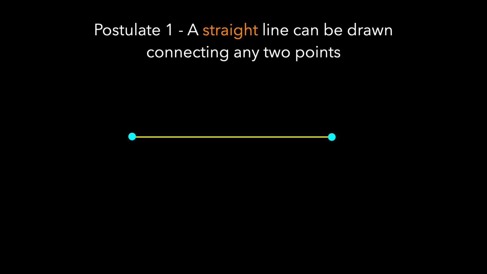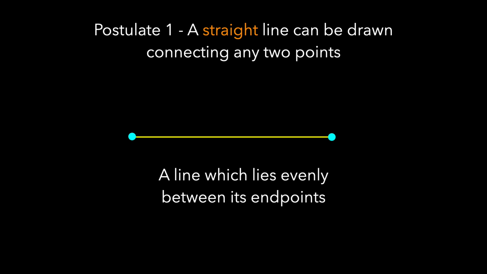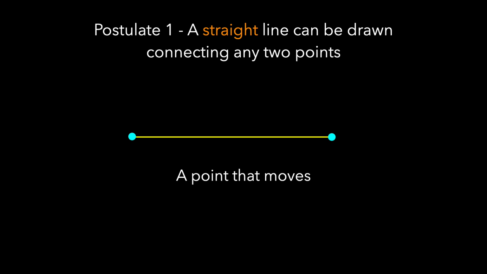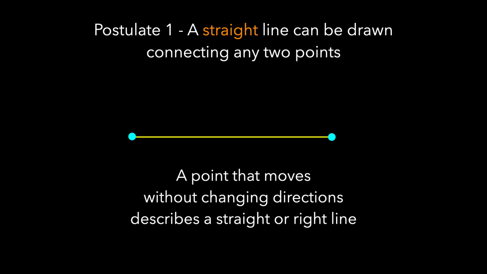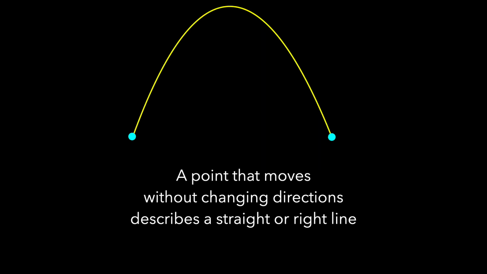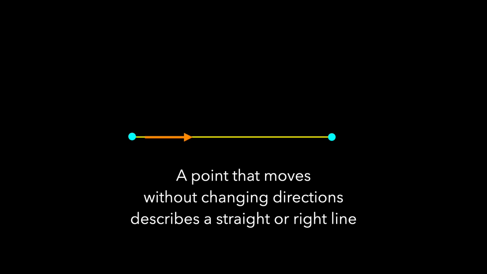So let's define straight. A line which lies evenly between its endpoints is a straight or right line, although evenly doesn't seem very clear. Another definition is a point that moves without changing directions describes a straight or a right line. So if we go back to our curve, you see we're headed in this direction as we go from left to right, and then at some point we're headed in this direction, so we've changed directions. In fact, we're constantly changing directions in this curve. Whereas in the straight line, we continue in the same direction throughout. So that's a point moving without changing directions.